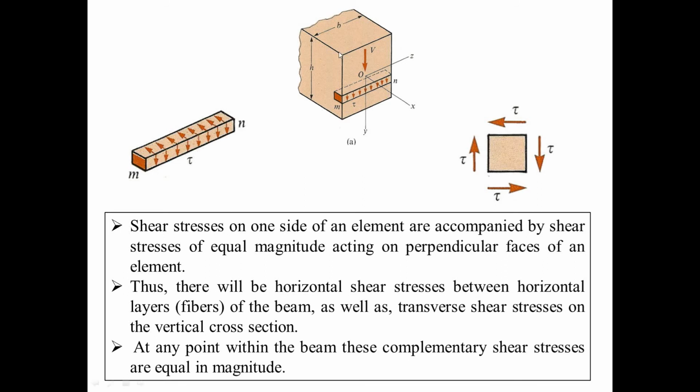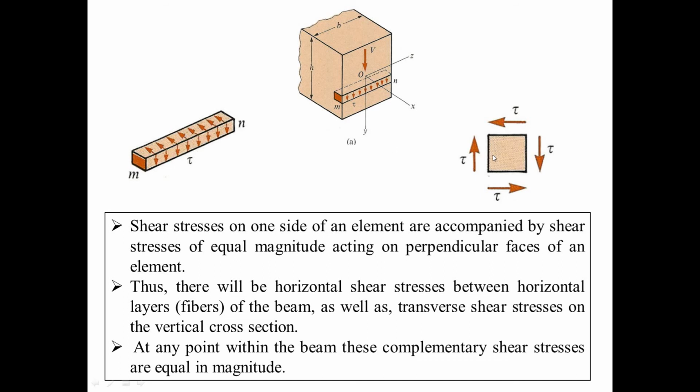Let us say this is a particular case, the section of a beam. We have taken the shear force V acting, with the dimensions width and height, on a portion of the beam. Because of that shear force, it acts within the width of the beam. If you take that section, shear stress on one side of the element is accompanied by shear stress of equal magnitude acting on the perpendicular faces of the element. Thus there will be a horizontal shear stress between horizontal layers of the beam as well as transverse shear stress on the vertical cross section. You can see that on both sides we have the shear stresses.